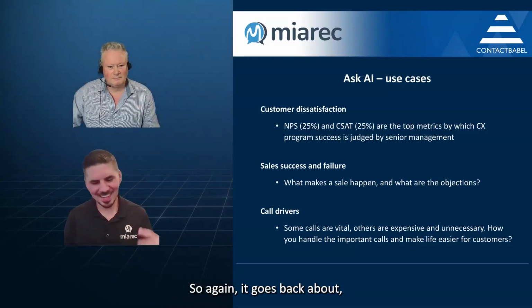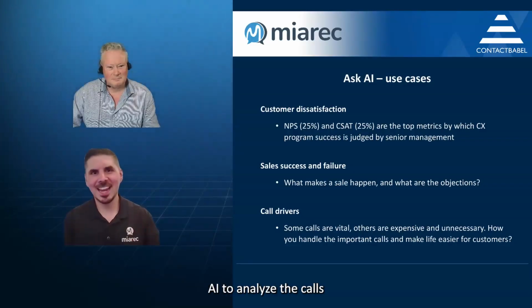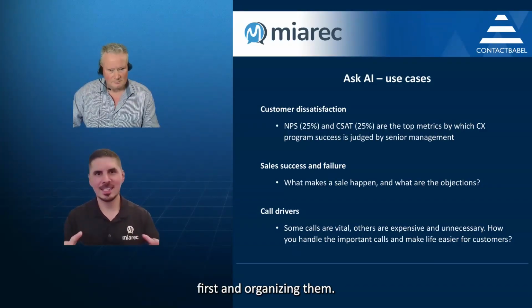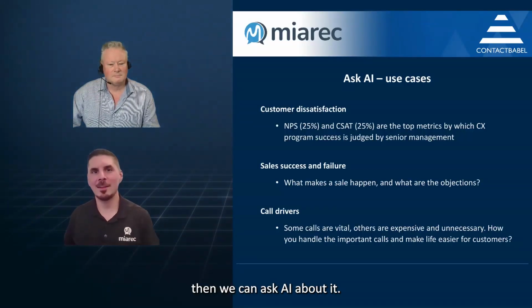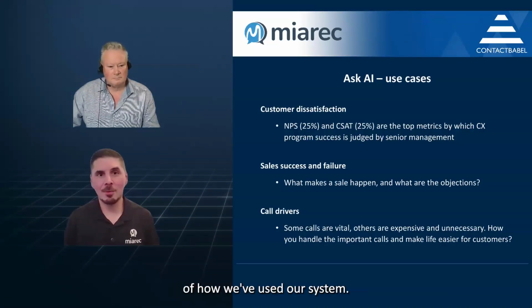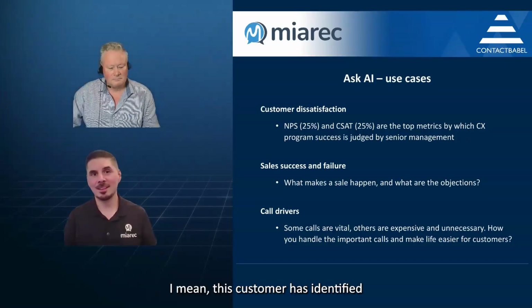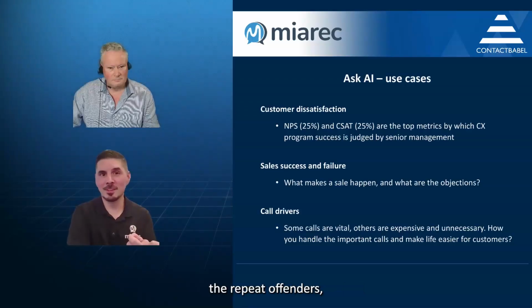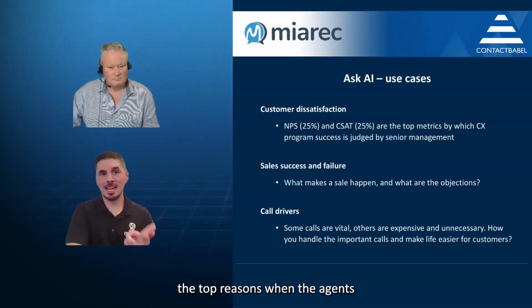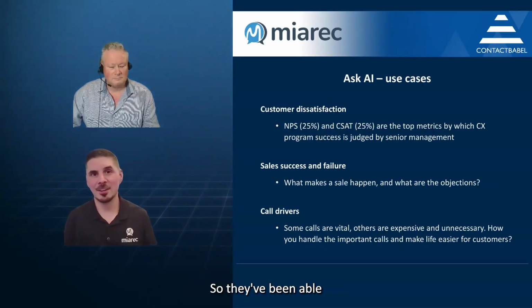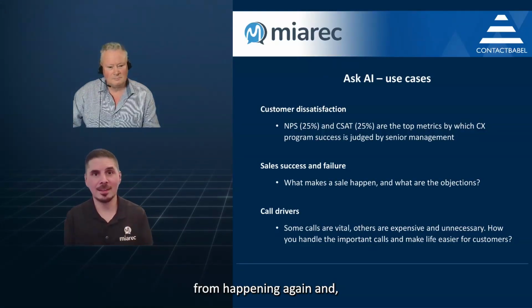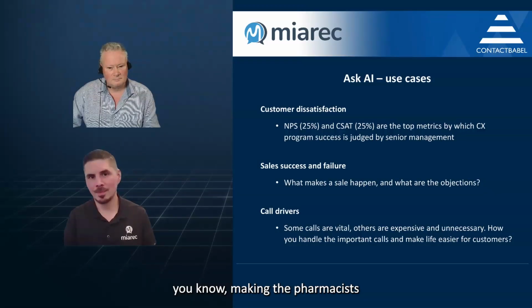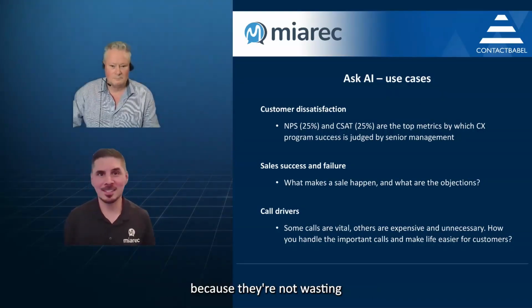Right. So again, it goes back about using AI to analyze the calls first and organizing them. And then once we have those granular data points, then we can ask AI about it. But that's just one example use case of how we've used our system, and specifically Ask AI. Since we've been doing that, this customer has identified the repeat offenders, identified the top reasons when the agents are essentially being lazy and just transferring the calls. So they've been able to lower that from happening again, and thus increasing efficiency and making the pharmacists happy and making the customers happy because they're not wasting anyone's time.